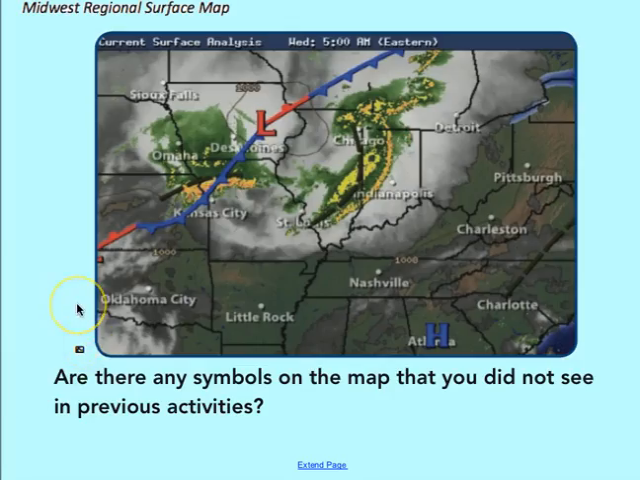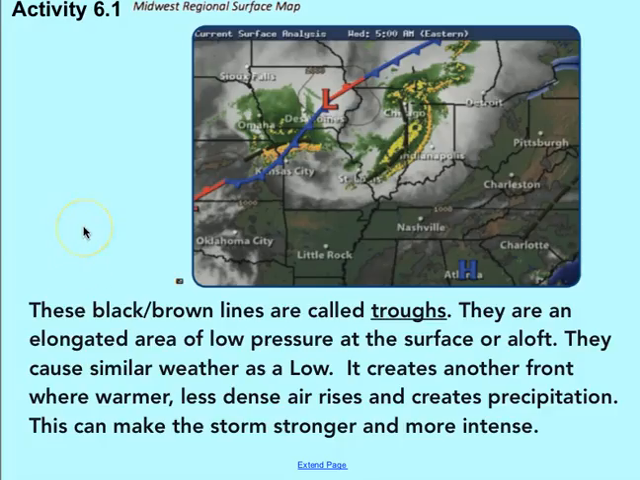Now, are there any symbols on here that you have not seen in previous activities? And for most of you, you're going to say no, because what it's going to do is point out these lines, dashed lines right here. But we actually saw dashed lines like this on a prior map. However, those dashed lines on that map just circled areas of precipitation or snow. These actually have a different meaning. And those dashed lines, they can be brown, they can be black, they're called troughs. And they are actually elongated areas of low pressure at the surface or aloft.